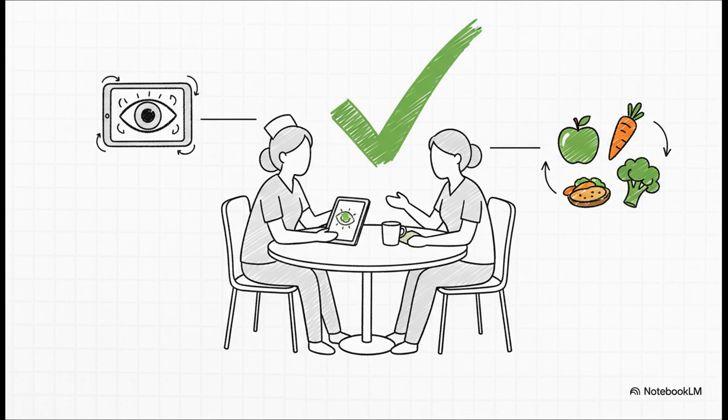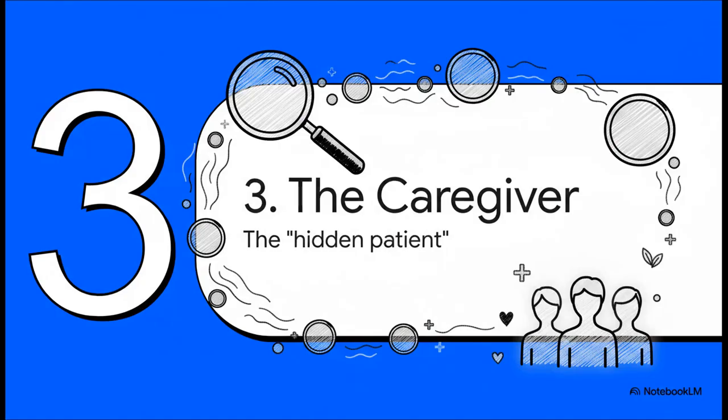The other two options, lecturing and blaming, that's just the old, ineffective model we're trying to get away from. Okay, Section 3. Now we're going to talk about the caregiver, because we have to expand our definition of who actually needs our care. When you're dealing with chronic illness, you'll almost always find what I like to call a hidden patient in the family.